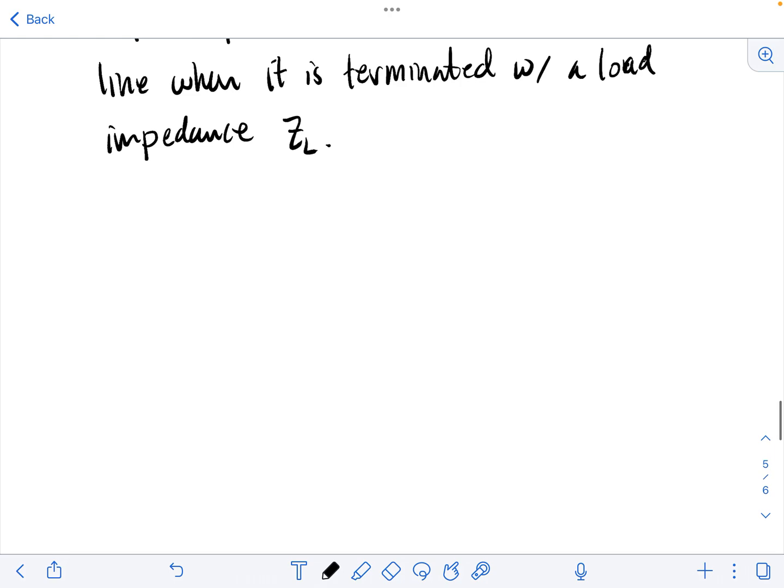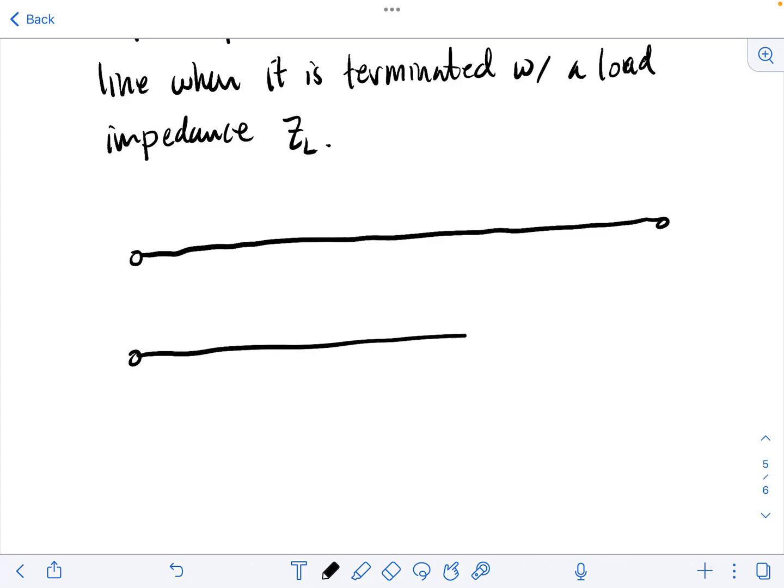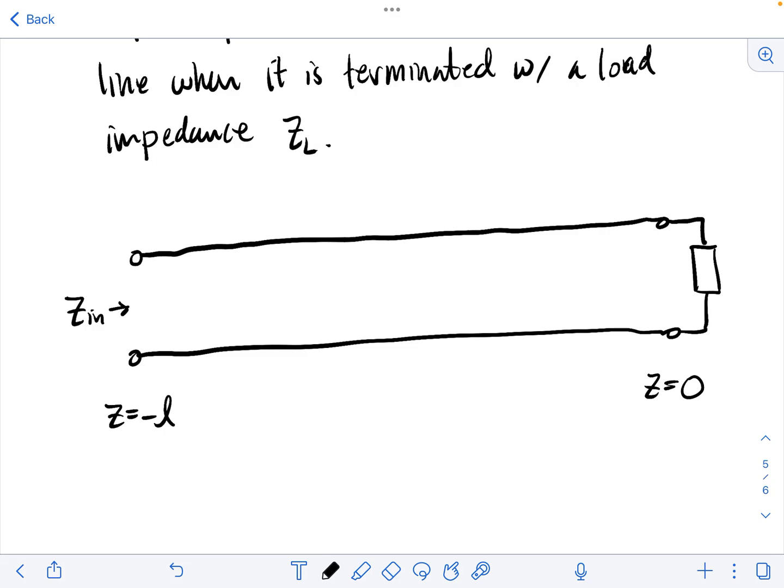So we've got a length of transmission line. I'm going to call this Z equals minus L like we've been doing, and here's Z equals 0. And so when I say input impedance, I want to know what the impedance is when we're looking into this transmission line and the other end, the opposite end, is terminated with a load impedance. So that just means we have an impedance ZL connected across the pair of conductors. So we could pick some point, and so let's say this is the point Z.